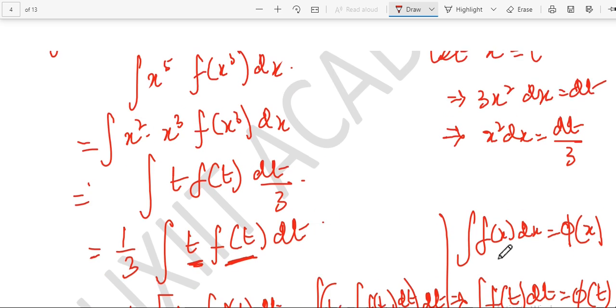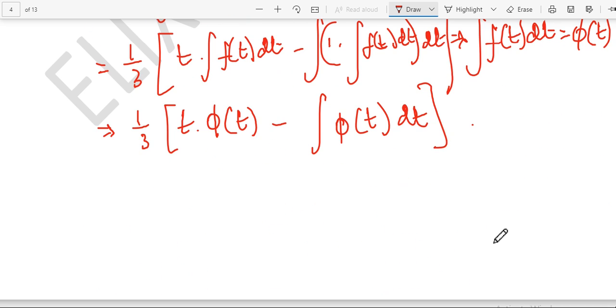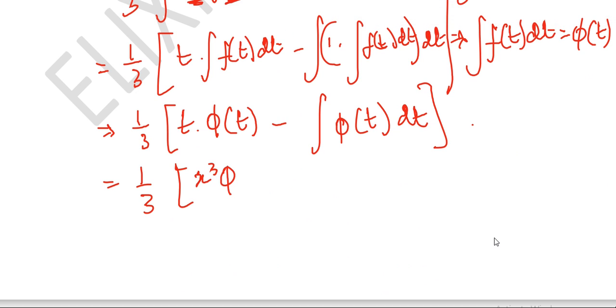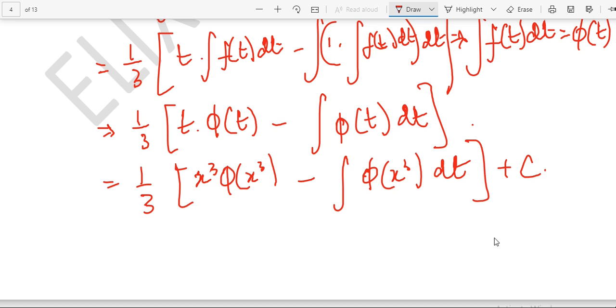Now what is the value of t? The t is x cube. So 1 by 3 into x cube into phi of x cube minus integration phi of x cube dt plus c.